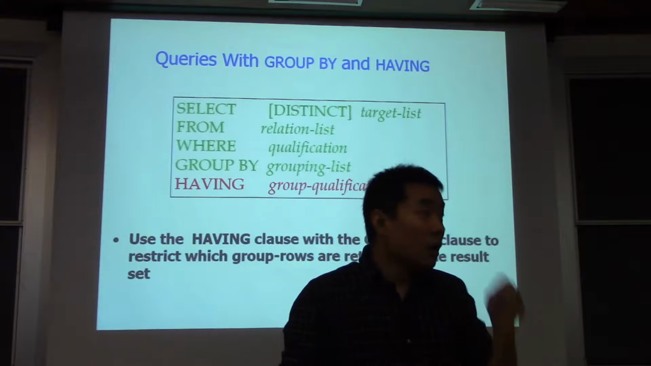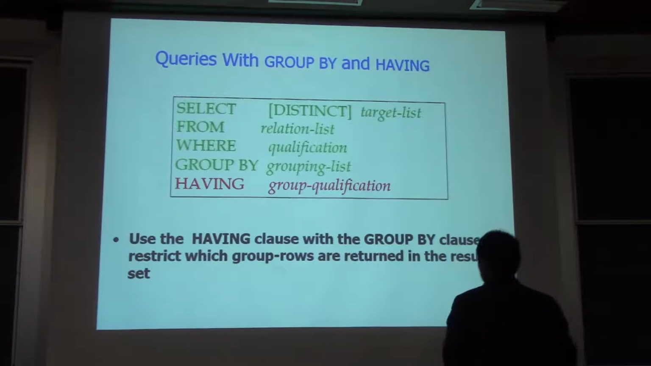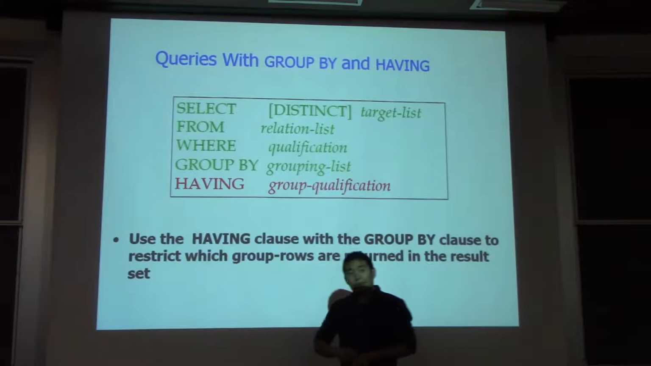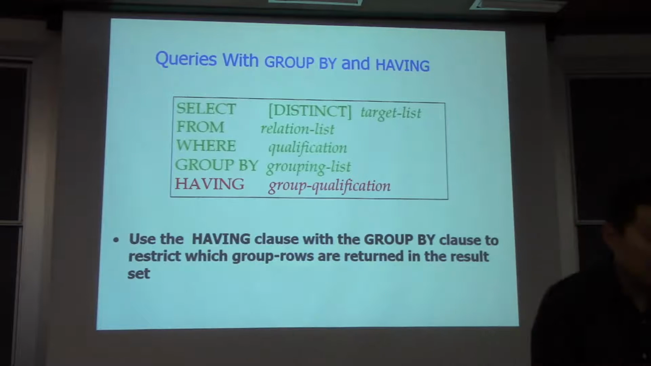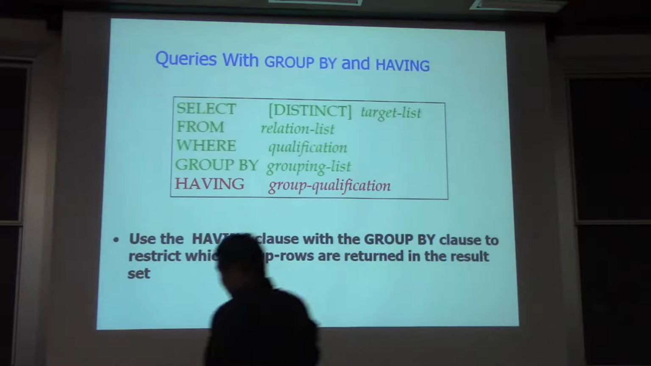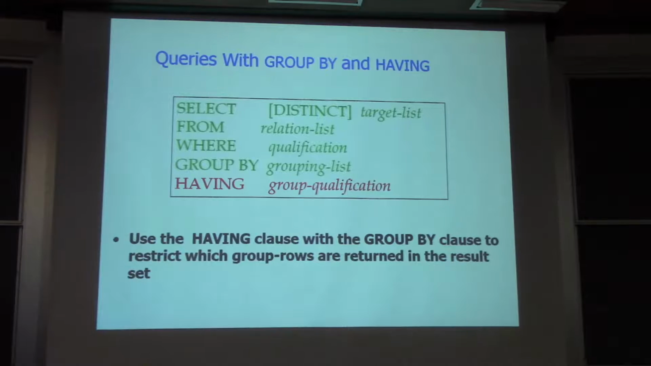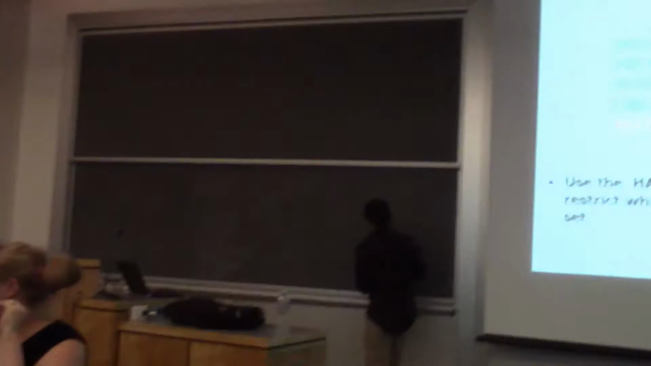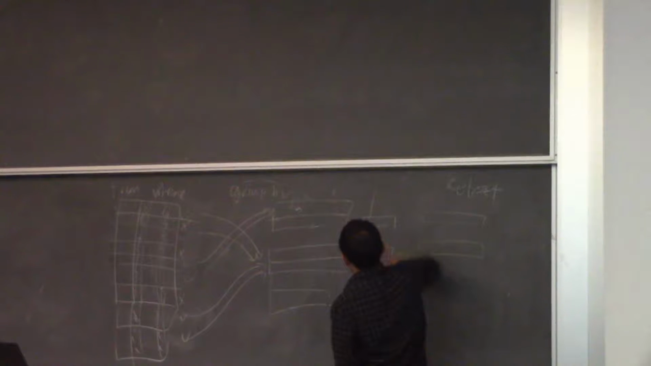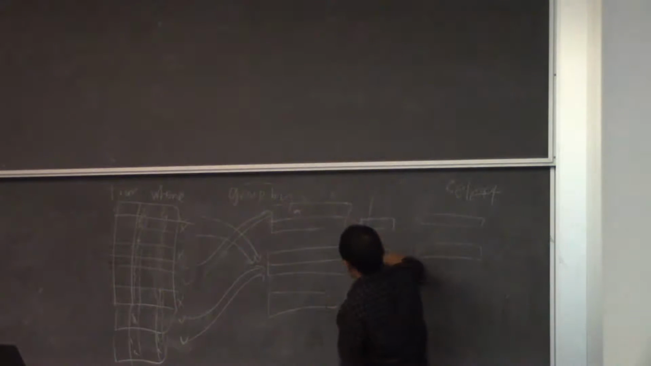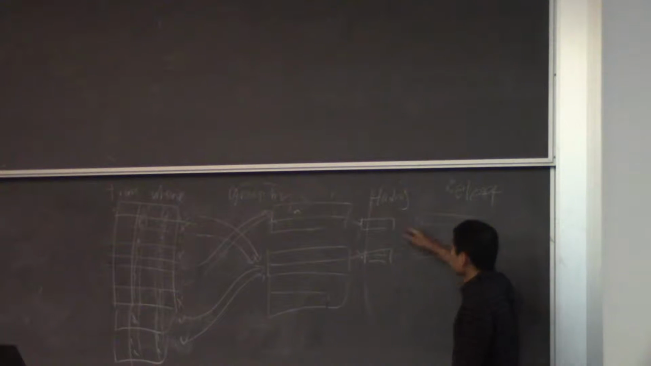How do you do that? Well, you do this by using the HAVING clause. HAVING followed by a condition, and what this does is introduce something in between the grouping and the final projection. You check HAVING right here. And only for those groups that satisfy the condition, let's say this does not satisfy, this satisfies.